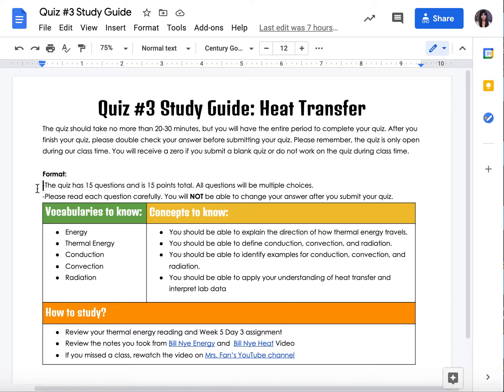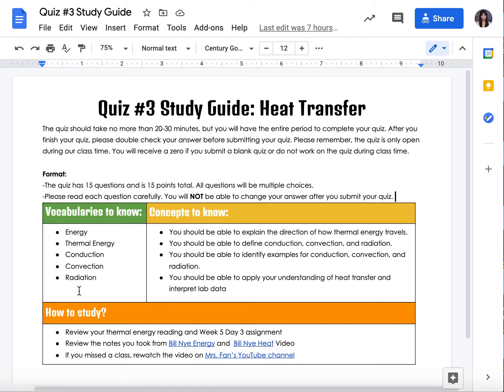I changed the format slightly. In our last two quizzes, we had 10 questions altogether, and each question was worth 2 points. But this time we are going to have 15 questions altogether, and each question is worth 1 point. So hopefully that gives you more chances to get the questions correct. All the questions will be multiple choice. Make sure to read each of the questions carefully. You will not be able to change your answer after you submit your quiz.